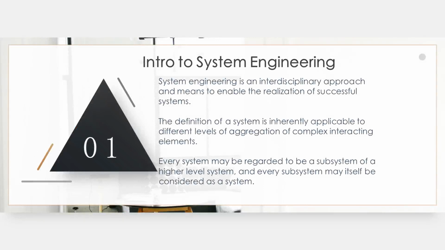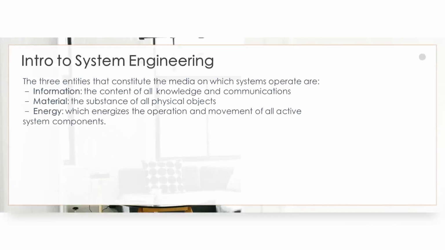First, let me introduce the system engineering definition. System engineering is an interdisciplinary approach and means to enable the realization of successful systems. The definition of a system is inherently applicable to different levels of aggregation of complexity and interacting elements. Every system may be regarded as a subsystem of a higher level system, and every subsystem may itself be considered as a system. So it's complex and it can be seen as a whole.